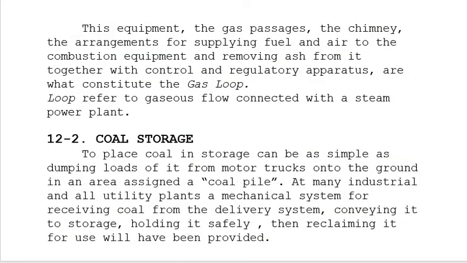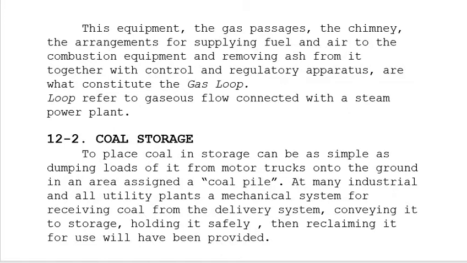So this equipment, the gas passages, the chimney, the arrangement for supplying fuel and air to the combustion equipment, and removing ash from it, together with the control and regulatory apparatus, are what constitute the gas loop. The loop refers to the gaseous flow connected with a steam power plant.